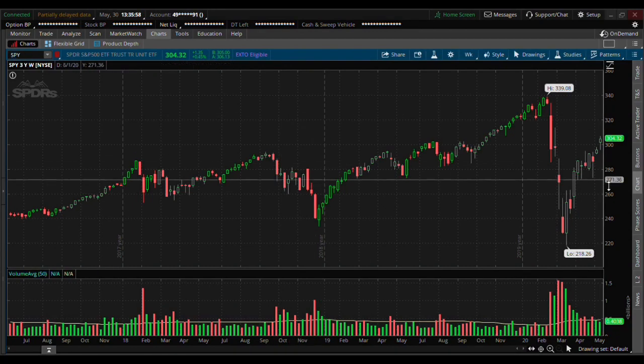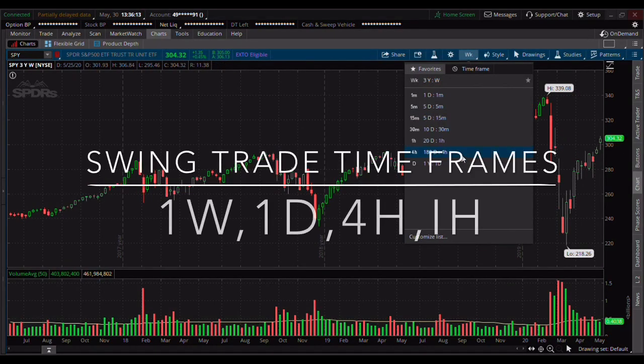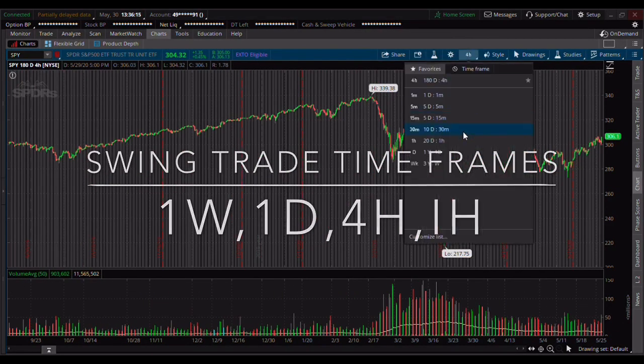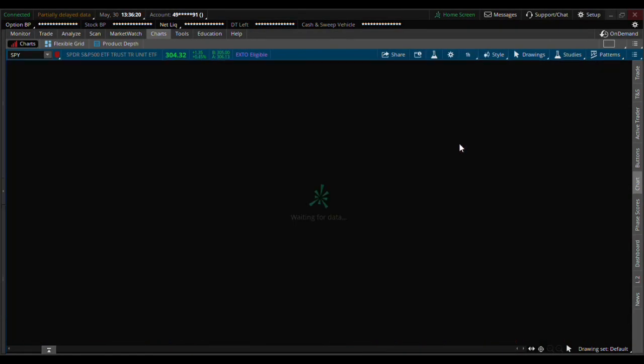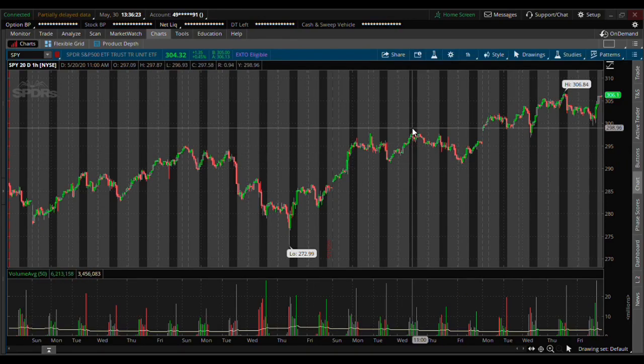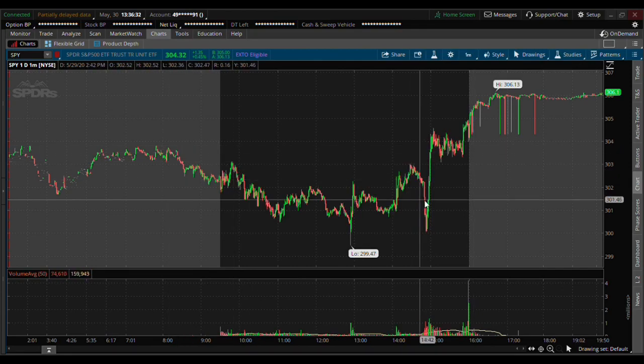If I am trying to swing trade, which is just when you hold a stock longer than a day, or you hold an option longer than a day, however you're trading, I would be looking at a weekly time frame, a 4-hour time frame, or the daily, or I'll even look at the 1 hour. The reason for that is when you have these charts, you have a lot more data than a 1 minute chart. So I would not be looking to swing trade something just off of how a 1 minute chart looks.